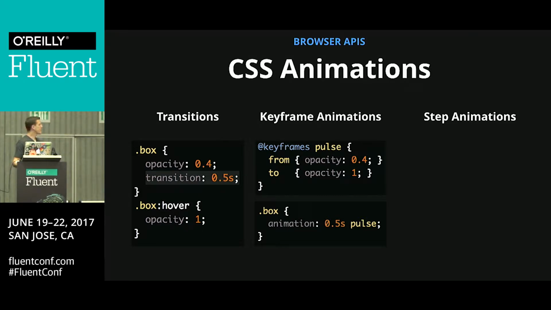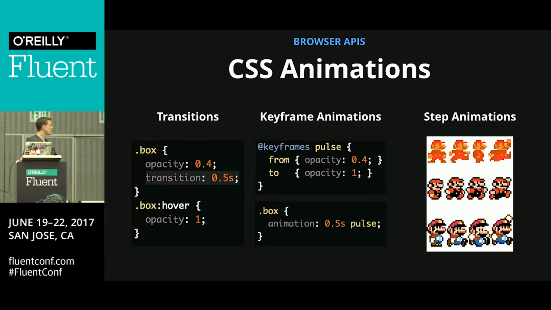And the last one I'll talk about is step animations. Now, step animations are a way to move between different images, right? So this is a sprite sheet, and if you're doing game development, this might look familiar. Oftentimes you get an image that has different positions of an object. And with CSS step animations, you can say, hey, I want to display the first image, then the next one, then the next one, then the next one in rapid succession, which gives you this appearance of motion.